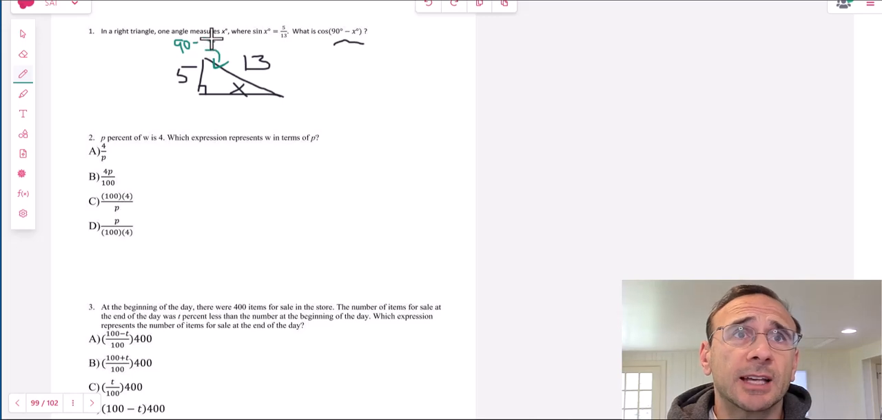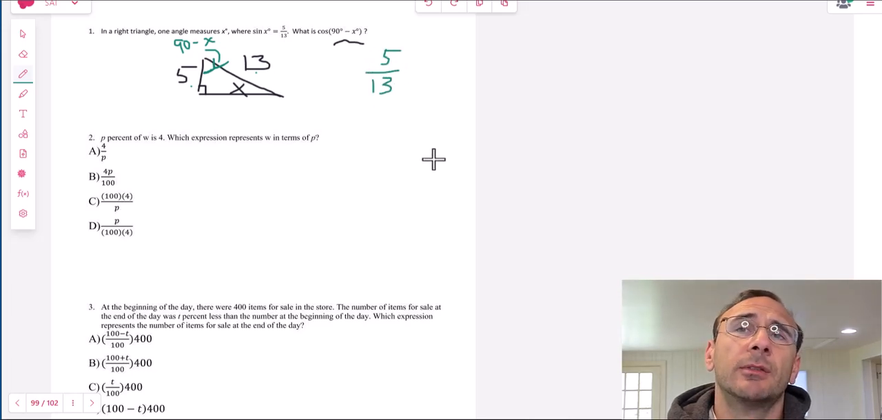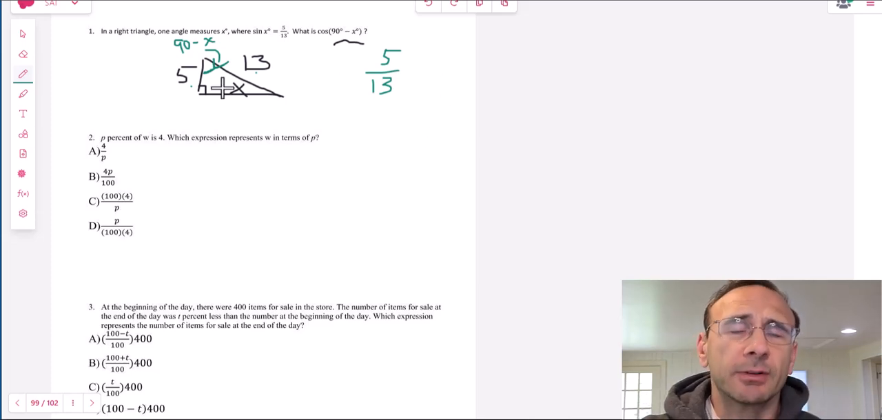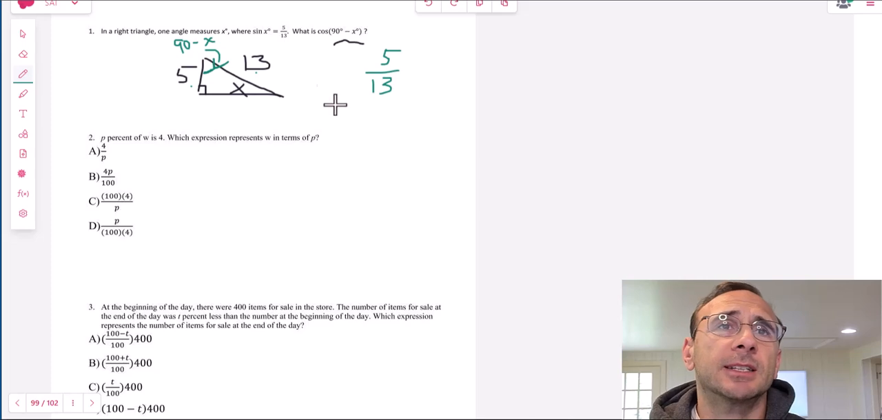So really, they're just asking for the cos of this other angle. Cos is adjacent over hypotenuse, so the answer is the only number they give you, 5 over 13. So not a ton of work, just knowing that relationship. Anytime you see 90 minus x, you picture the other angle in the right triangle.